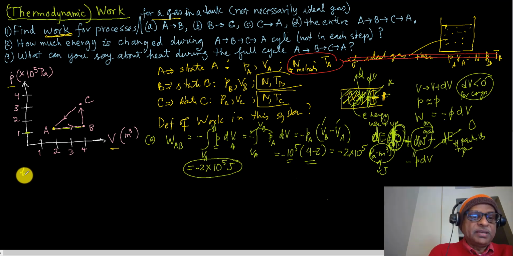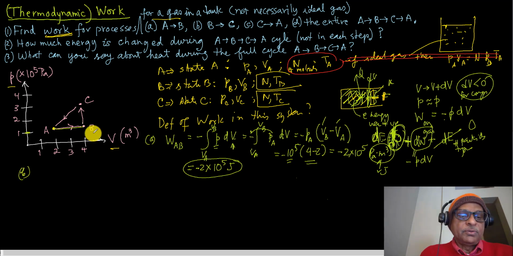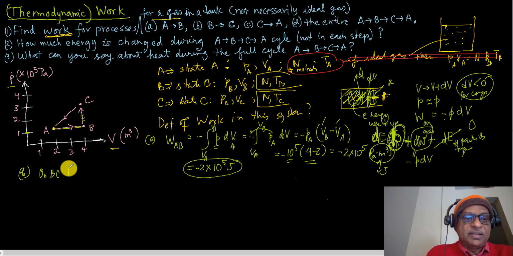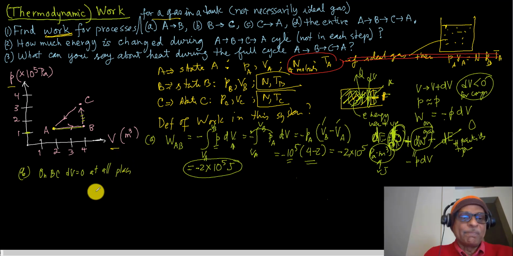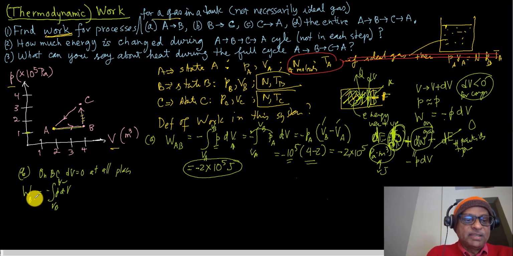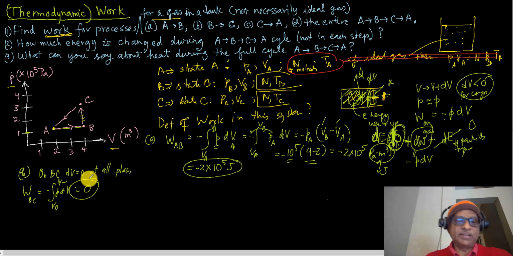Let's do B over here. So in B, volume is not changing anywhere. No place does the volume change, all dV is 0. On BC, dV equals 0 at all places, right? So when you integrate P dV from VB to VC, WBC is going to become 0. So that's a straightforward integral.